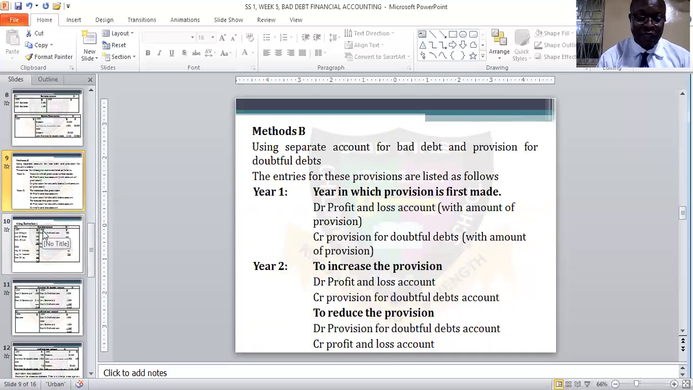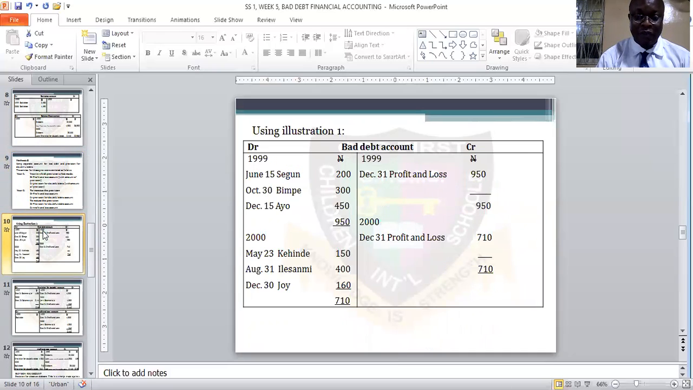Let us look at the preparation of the accounts. For the bad debt account, we have for 1999 Shegun 200 naira, Ayo 450 naira, and another 300 naira. Add everything together to give you 950 naira. That means we have separated the provision of bad debt account from the bad debt account. Therefore, for the year 2000, we have 150 for Kinde, Ilesami 400 naira, Joy 160 naira. Add everything together will be 710 naira. Then let us look at the provision for bad debt account.